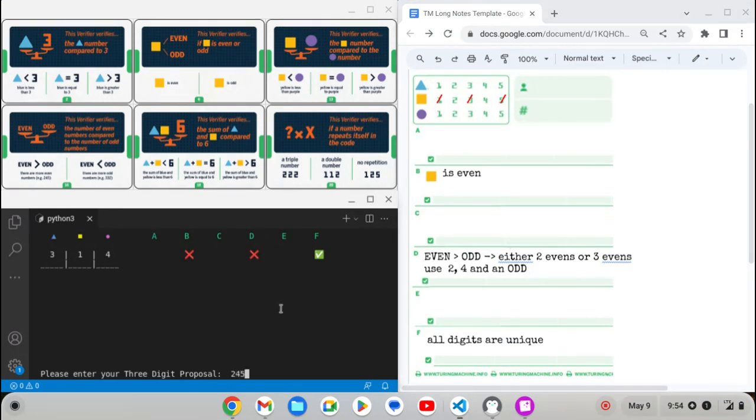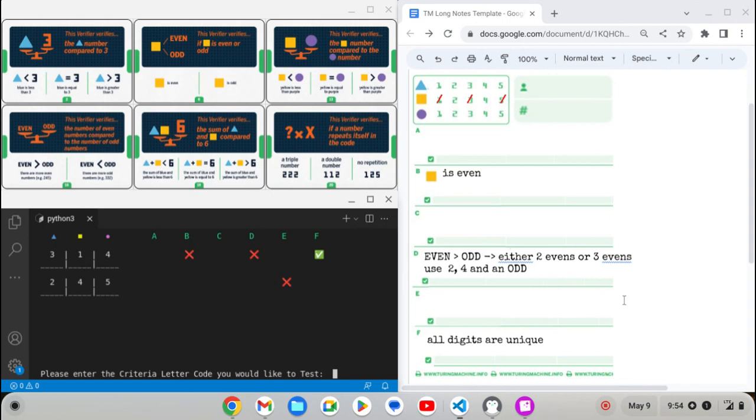We have to do something. So 2, 4, 5. Okay. So let's choose the sum. Let's test criteria E. Okay, so I was incorrect. It's not 6.